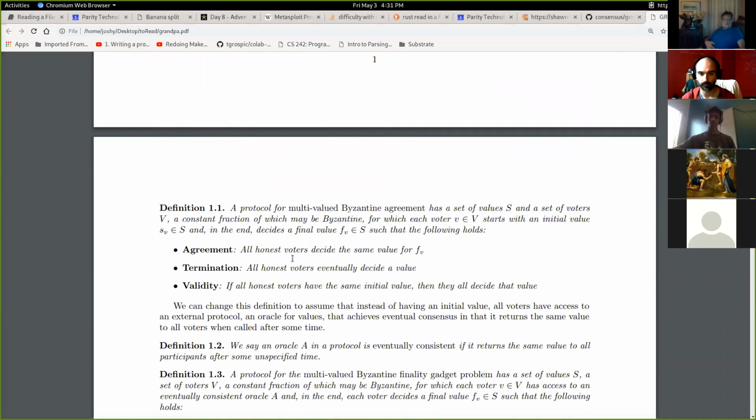So we care that all of the people who played by the rules end up deciding on the same thing. So there's no way that one of us says, okay, we agreed on A, and the other one says we agreed on B, unless one of those disagreers is not an honest voter. Termination: we eventually come to some agreement, we eventually decide on a final value. And then validity: if all the honest voters have the same initial value, then that's the one we decide on.